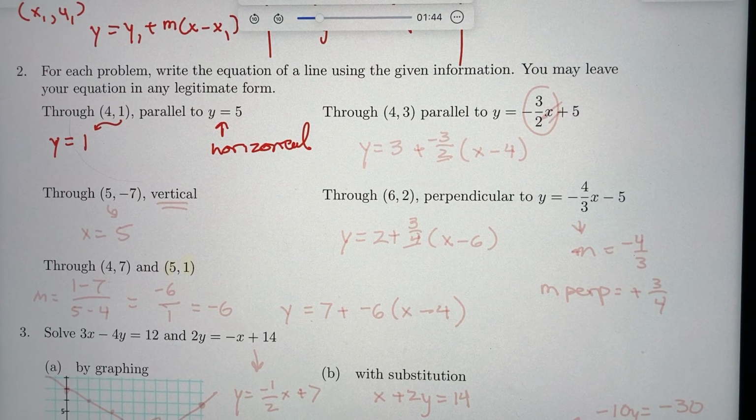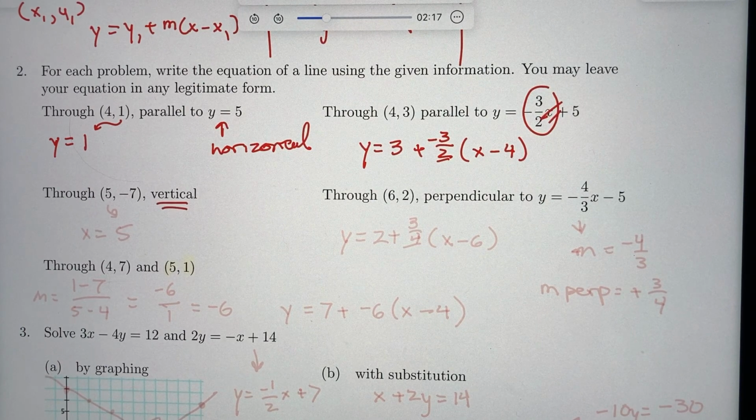Through 4, 3, you want to start by starting with point slope form. The y-coordinate goes closest to y. Fill in the space for the slope in a minute. X-coordinate goes closest to x. What is the slope? Well, if it says parallel, you actually just rip the slope off. Make sure you don't write the x down. So it's y equals 3 minus 3 halves x minus 4. And I don't really care if you write plus negative or just subtract 3 halves.